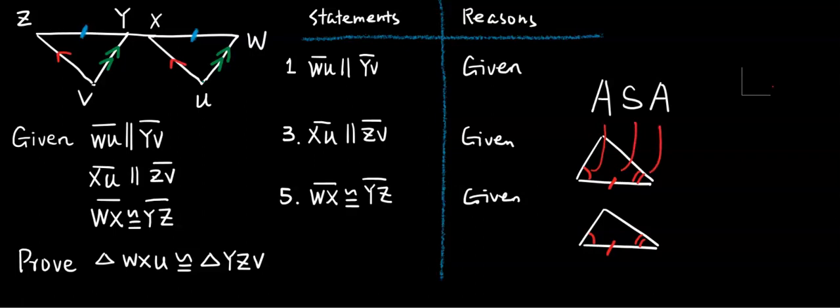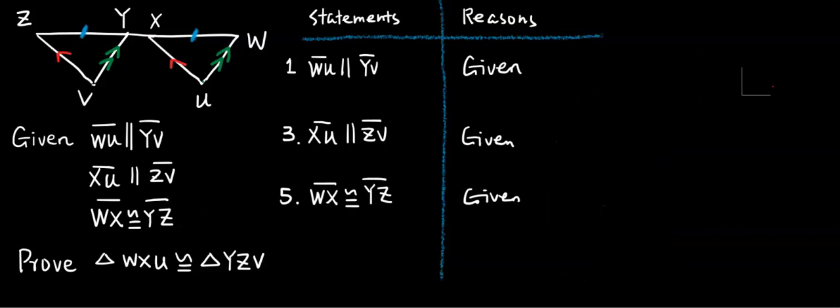All right, let's practice. To save your time, I already wrote down all the givens. We start with the first one. From the first one, segment WU is parallel to YV. What can we say? What can we find out? We can find out angle UWX is congruent to angle VYZ.